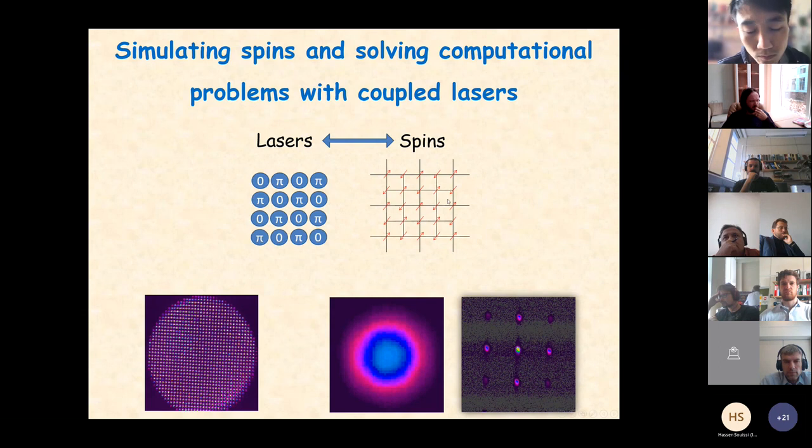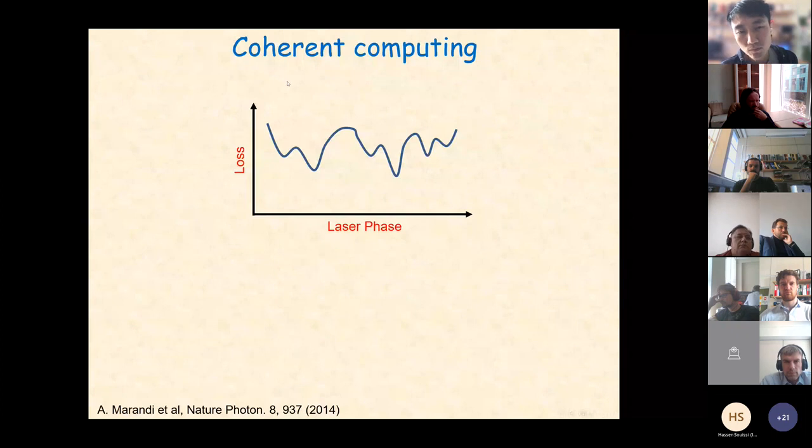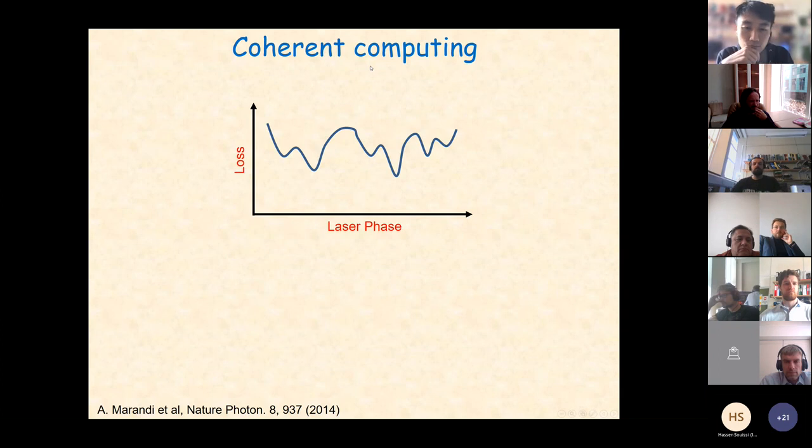Okay, so we shifted from drilling holes or shooting down rockets into trying to simulate spins and solve computational problems. Of course, we are not the only ones. This is now an emerging field, and it even has a name. It's called coherent computing. Coherent because we are relying on the phases and the coherence between the phases, and computing because the mapping into the spins will allow us to solve computational problems. The general idea is captured by this illustrative figure, which is taken from the group of Yamamoto, who I think were one of the pioneers of this field, as I'm sure many of you know.